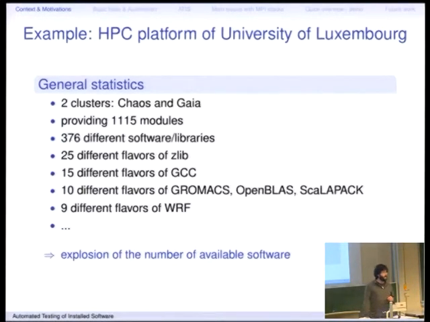For example, we have 25 installed versions of Python, which is a lot. We have 15 different flavors of GCC. And some of the software like GROMACS, OpenBLAS, ScaLAPACK have 10 different flavors. So what we notice is that, thanks to tools like EasyBuild that help us build a lot of software very easily, at the end we have an explosion of the available software.